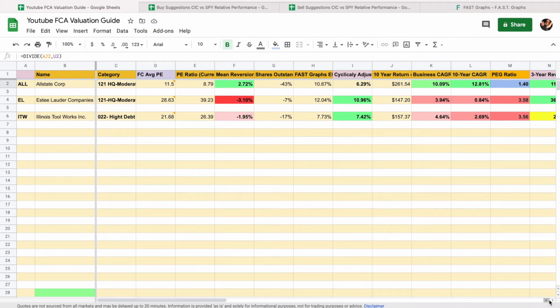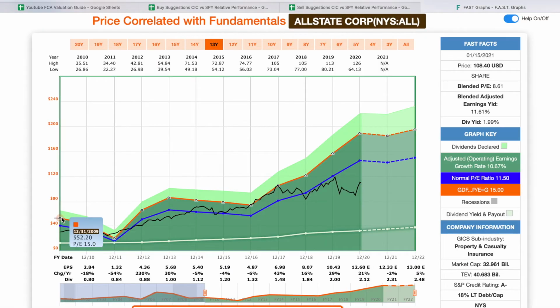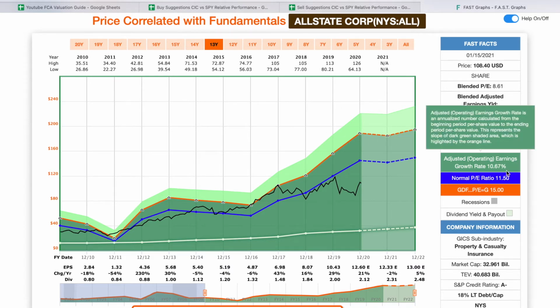The next thing I want to look at is the business return. This is what you would earn if you just bought the whole business and you didn't worry about the market and you just collected the earnings for yourself, okay? So if you do that for 10 years and you get the earnings plus how much the earnings grow each year, you'll end up with about a 10% CAGR from that. Now, if you look at the FAST Graph, it actually estimates earnings growth at 10.67%. So that's measuring from here up to here, and they're saying, hey, earnings grew 10.67%.